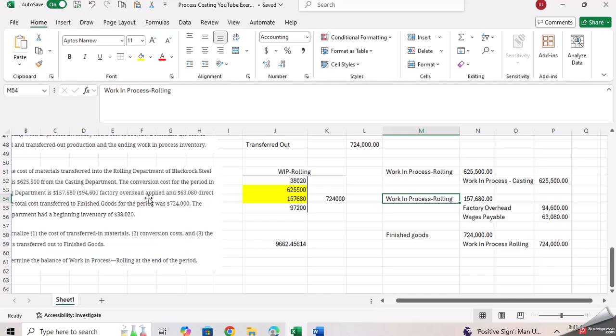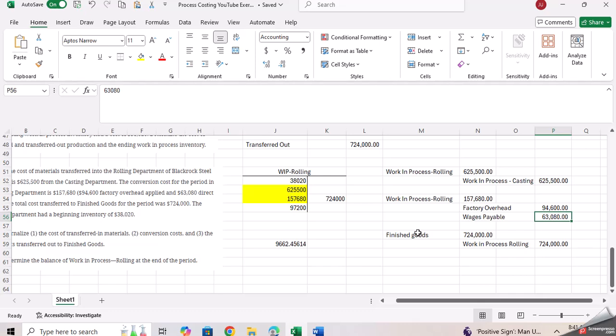The conversion cost for the period is $157,680. 94,600 is the overhead applied. 63,080 is our direct labor. So then here the total is coming into the rolling department, and then we're crediting our factory overhead, and we're crediting our wages payable for the direct labor.